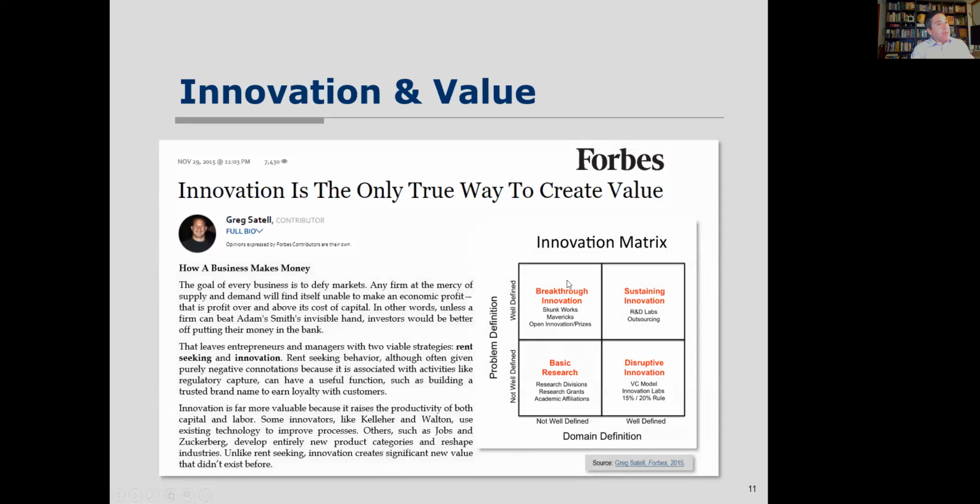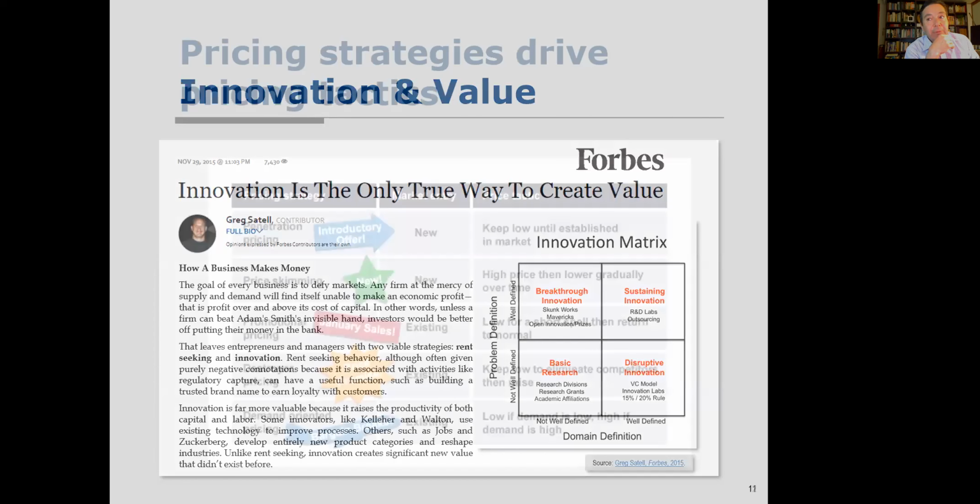So we have different types of innovation. And so if we really want to generate value, which is the topic of that lecture of this review, innovation plays an important role. There are different types of innovation. We won't go into that now.